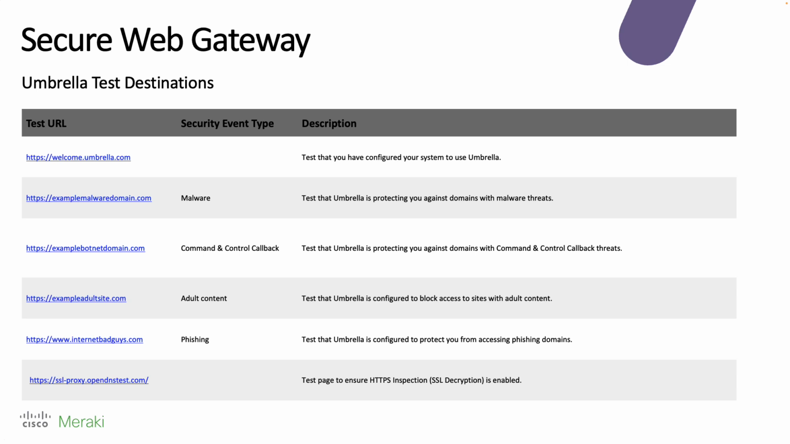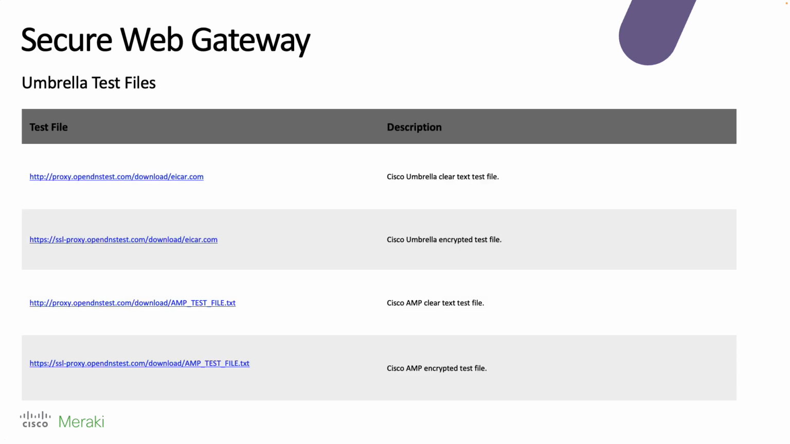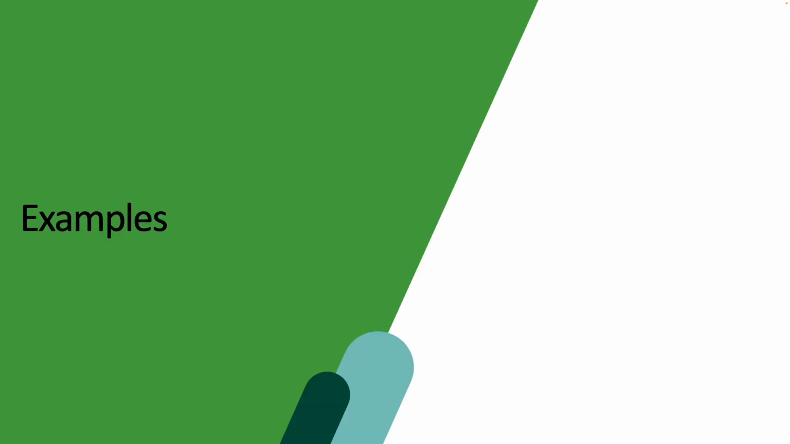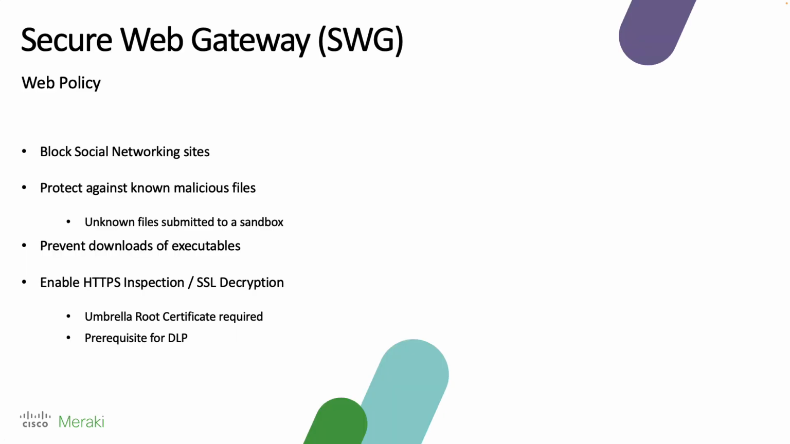Once you've built your web policy, you may want to try to test it. There are a few test destinations provided by Umbrella, so we're able to test these components safely. In addition to the destinations, there are files that you can use in order to trigger certain events like file analysis. So let's take a look at an example of building a web policy.